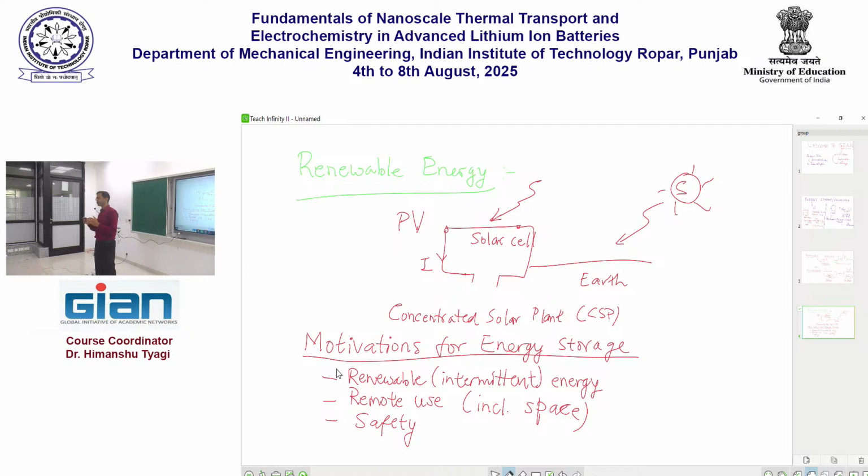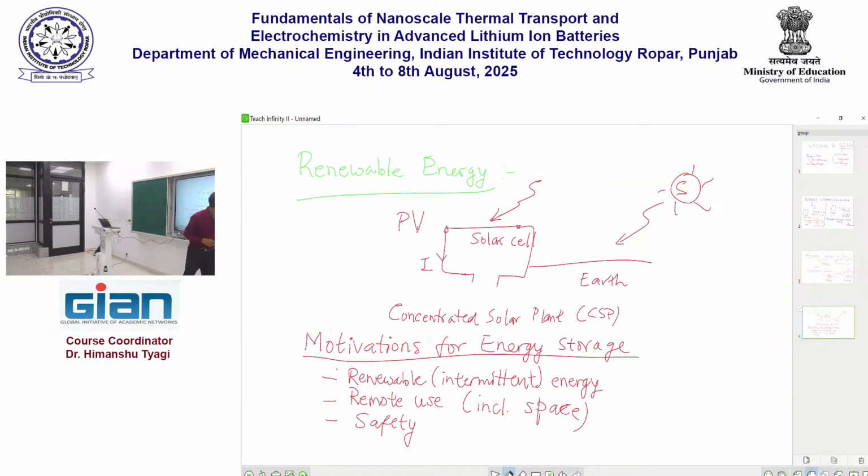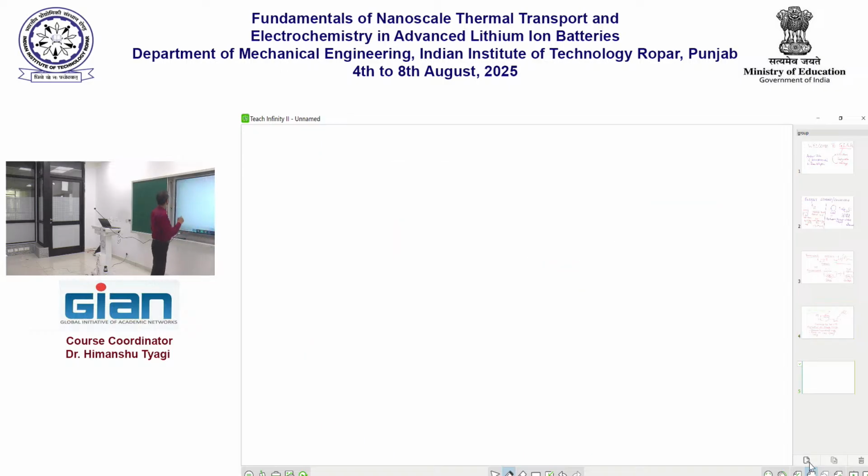Of course, the motivation for our class will focus on electrochemical energy storage, even though I listed several other mechanisms. We will now zoom into electrochemical energy storage specifically. Okay? Before I start talking about what a battery is, what it looks like, and so on and so forth, I do want to talk about performance parameters of energy storage.